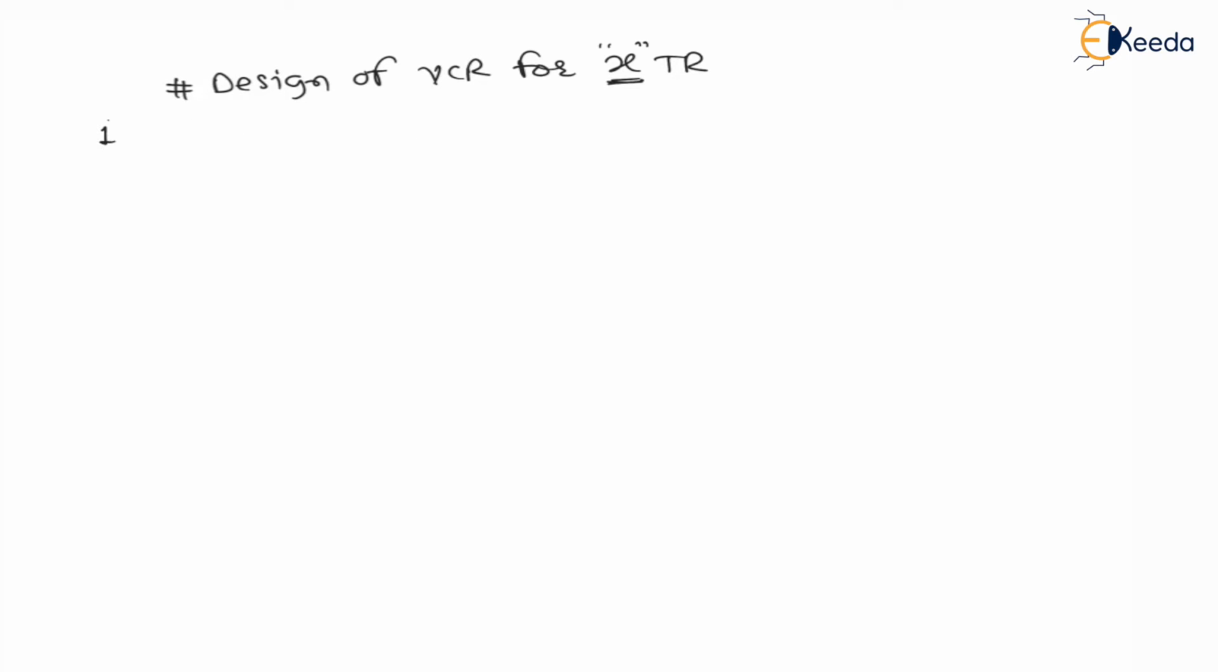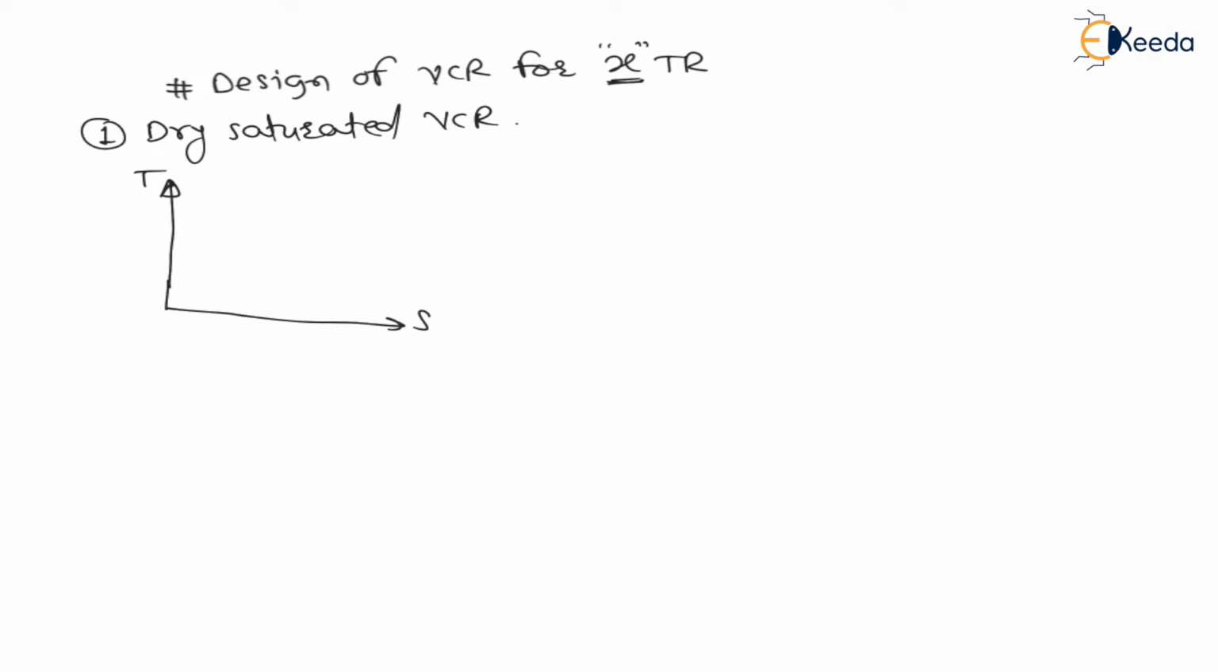So the first VCR cycle is the dry saturated VCR cycle. Dry saturated VCR cycle means compression starts at the dry saturated vapor state. If I draw the temperature versus entropy diagram, right? Now here there will be a liquid vapor dome, and the compression will start at the dry saturated vapor state. And 1 to 2 is reversible adiabatic compression in the compressor.